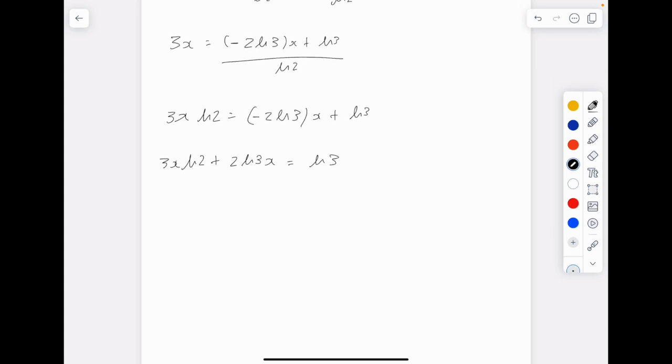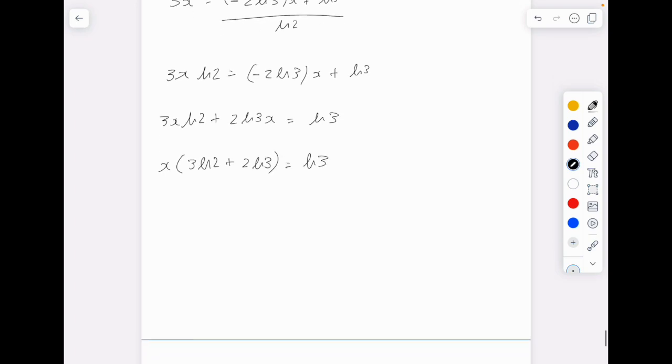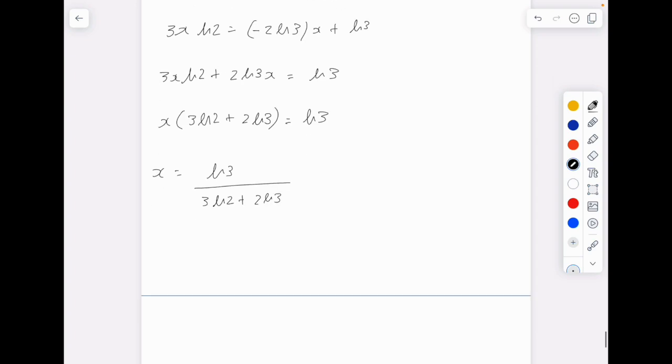What can I do now? Well, I can take out the common factor of x. So I can say x times 3 ln 2 plus 2 ln 3 is equal to ln 3. But then from here, guys, it's just a case of saying, well, look, x is going to equal ln 3 over 3 ln 2 plus 2 ln 3.